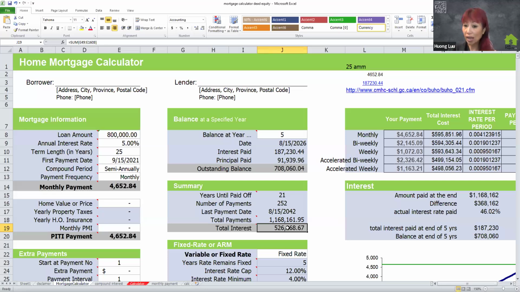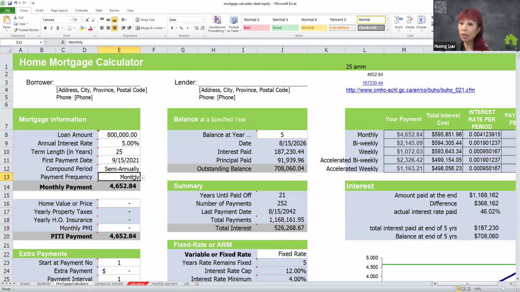Now, this number will change, because after your 5 years you're going to renew and potentially be higher or lower in your rates. You may sign up for a 3-year term, so you may change your monthly payments to bi-weekly or weekly. So there are a lot of factors on that. Let's just look at these two. Your monthly payment is 6,600 and your total interest that you paid is 187 after the 5 years.